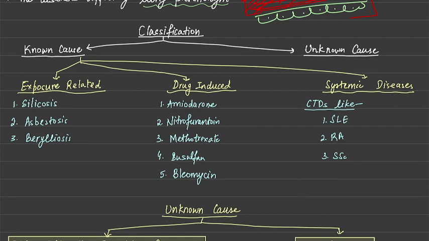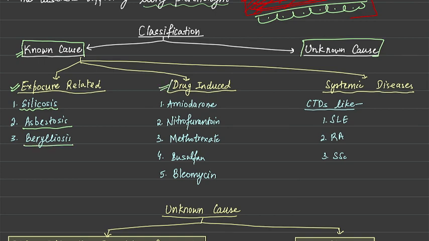So how have we differentiated? Basically we have ILD of known cause and ILD of unknown cause, right? In known cause, we have basically three causes. One is exposure, right? Occupation based exposure. For example, someone working in the silica industry, those patients will be affected with silicosis. Asbestos industry, asbestosis. Similarly, berylliosis.